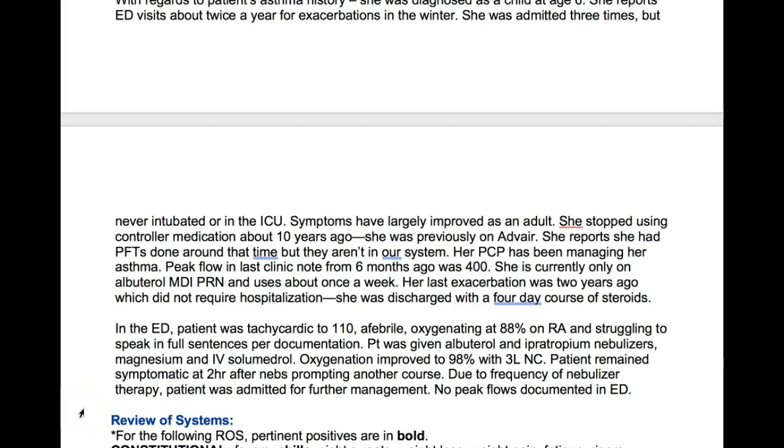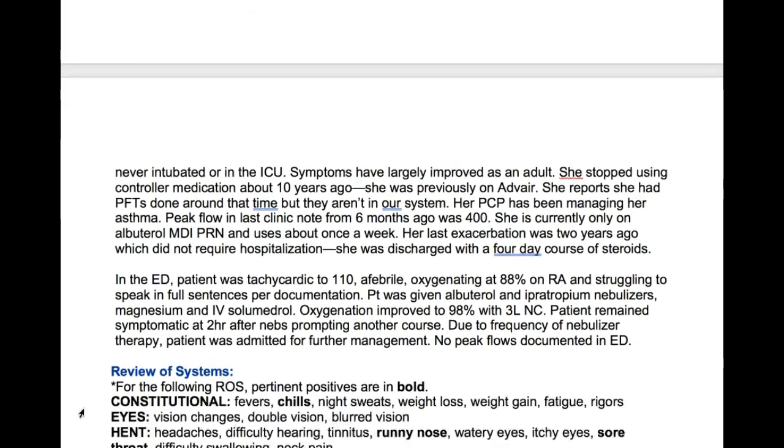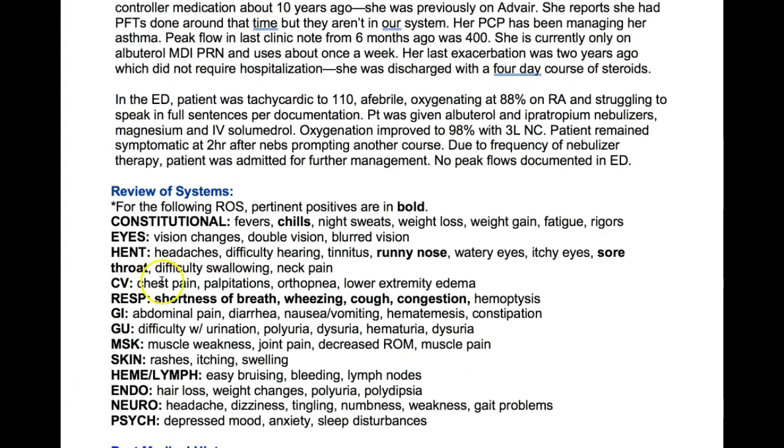Now, immediately after the HPI, we have this review of systems, and this is a very long review of systems. I personally believe that if it's included in this review of systems, even if it isn't positive, you need to have asked the patient. You should not have any information in there that you did not specify with the patient. So if you don't ask about perhaps easy bruising, I would just erase that. I wouldn't include it. I think this is very extensive.